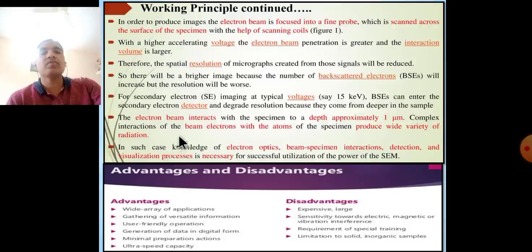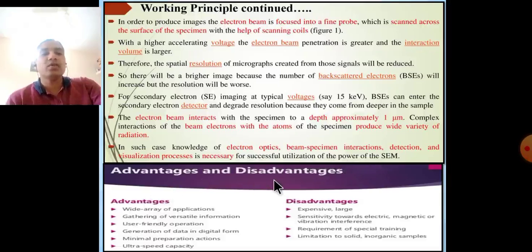Complex interaction of the beam electrons with the atoms of the specimen produces a wide variety of radiations. In such cases, knowledge of electron optics, beam-specimen interaction, detection and visualization processes is necessary for the successful utilization of the power of the SEM.